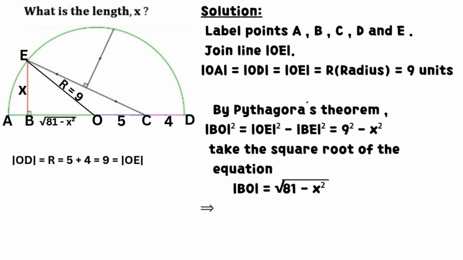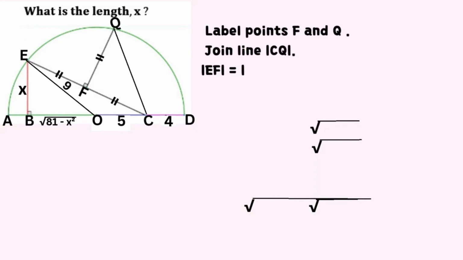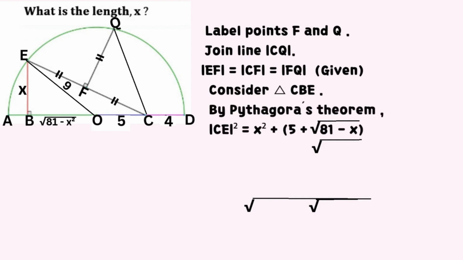Take the square root of the equation. We have that line BO equals the square root of 81 minus the square of x. Label points F and Q. Join line CQ. Line EF equals line CF, which equals line FQ.